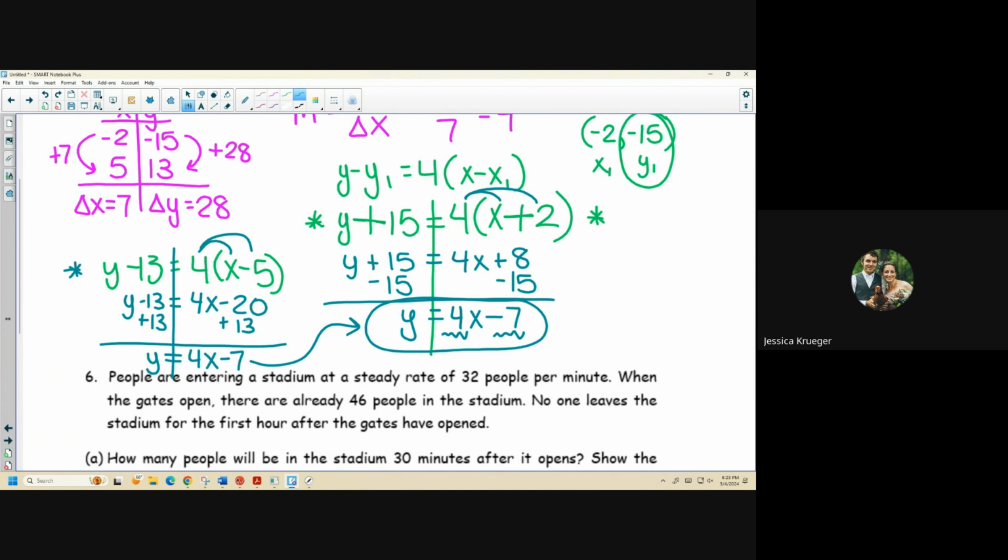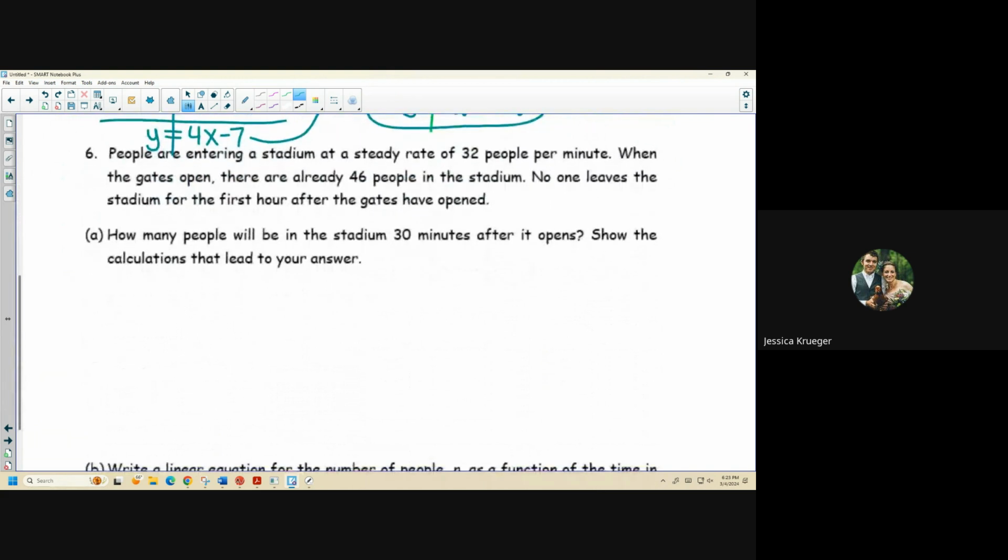Okay, let's look at number 6. People are entering a stadium at a steady rate of 32 people per minute. When the gates open, there are already 46 people in the stadium. No one leaves the stadium for the first hour. How many people will be in the stadium 30 minutes after it opens? Show the calculations that lead to your answer.